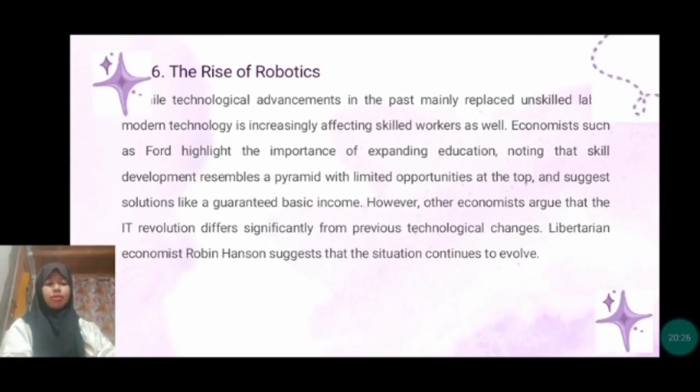Some economists disagree with this. One of them was Robin Hanson. He suggests that the effects of the IT revolution are still unfolding and not fully predictable. In his view, instead of causing job loss, it may also create new kinds of work or jobs.